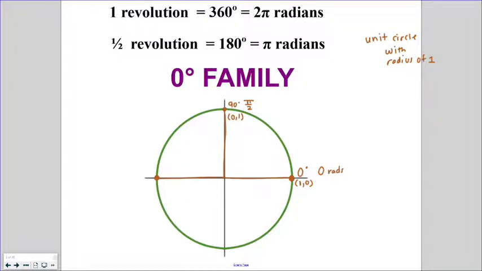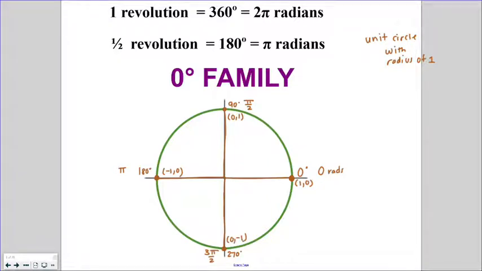All right, our next angle in the 0-degree angle family is 180 degrees. That is pi radians. The ordered pair there would be (-1, 0). It's sitting on the negative x-axis. And then the last angle that we draw here is going to be sitting on the negative y-axis. That is 270 degrees or 3 pi over 2 radians. And that's represented with the ordered pair (0, -1). It sits on the negative y-axis.